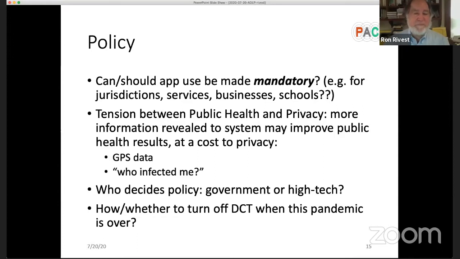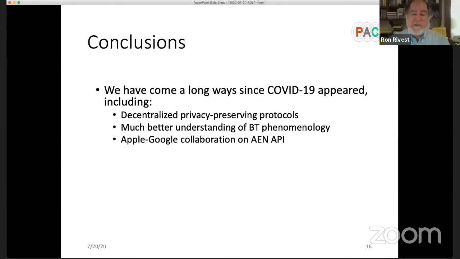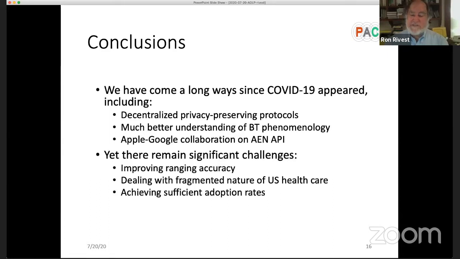we beat it somehow. So, in conclusion, we've come a long way since COVID-19 appeared. We've got decentralized privacy-preserving protocols. We've got a much better understanding of Bluetooth phenomenology, although it's not yet working as well as I had naively expected at the beginning. We've got Google and Apple collaborating on an API to support notification. Yet there are still lots of challenges, including the technical ones of ranging.